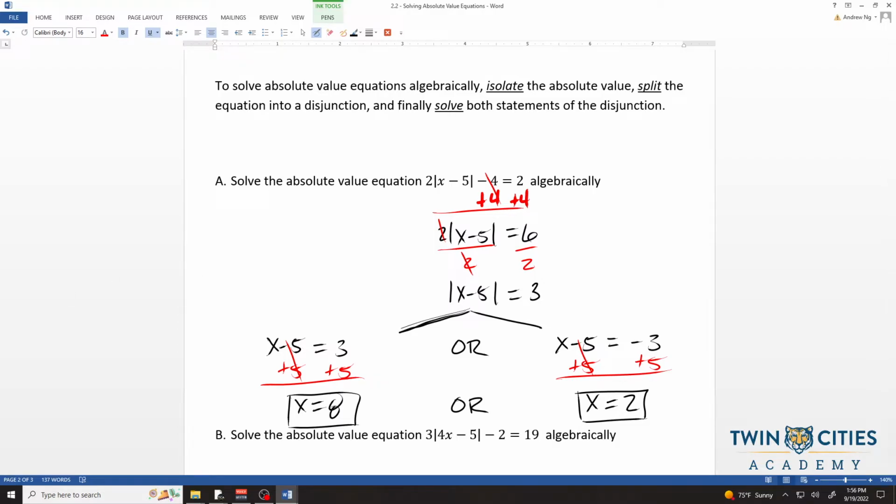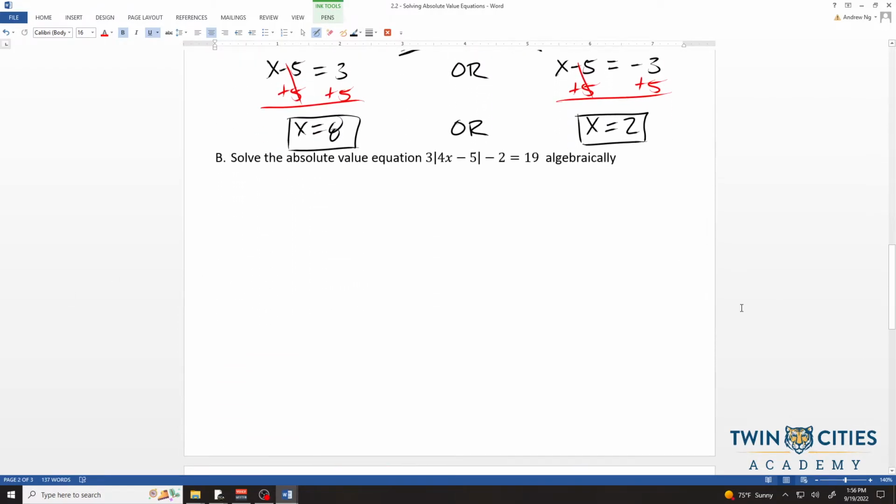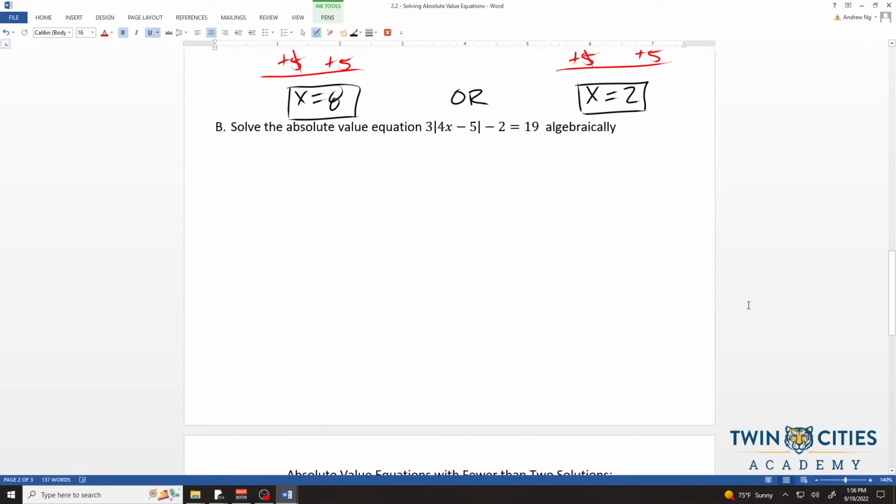Okay, let's do one more of these. Solve the absolute value equation 3 times the absolute value of 4x minus 5, and then minus 2 equals 19. So those 3 steps again, ISS: isolate, split, solve. I'm going to isolate the absolute value by getting it by itself. So let's undo everything. Let's add 2 to both sides here.